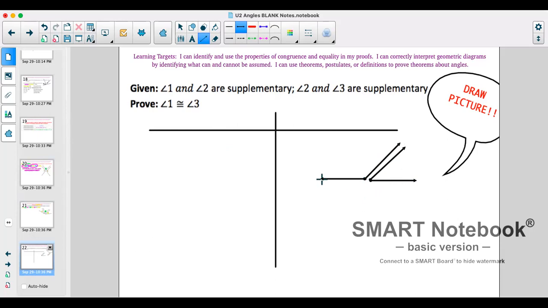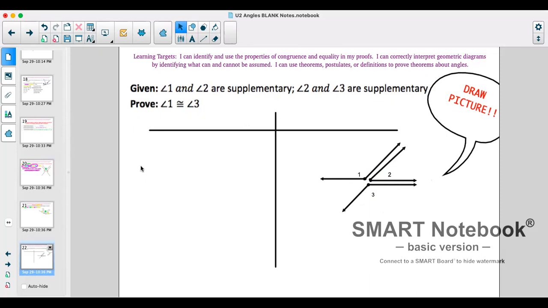So the most accurate diagram would be something like this. Angle 1 and angle 2 are supplementary. Then we know that angle 2, which we already have drawn, and angle 3 are supplementary. So I need an angle 3. And keep in mind, diagrams are not drawn to scale. That is very clear based on my picture. And we have angle 3, right?